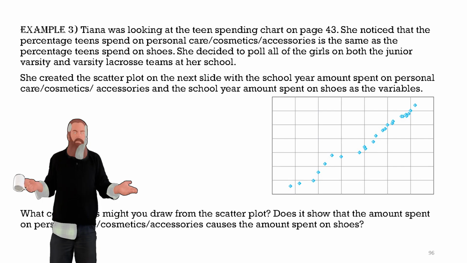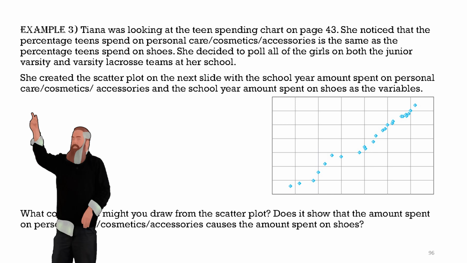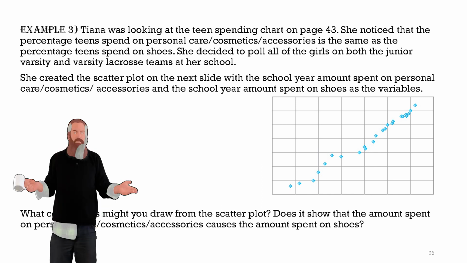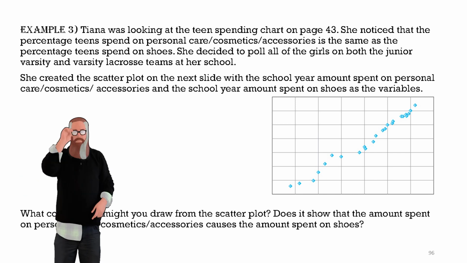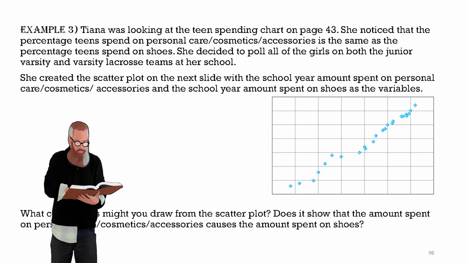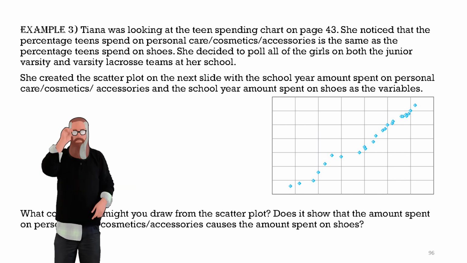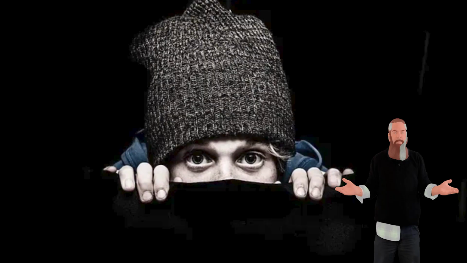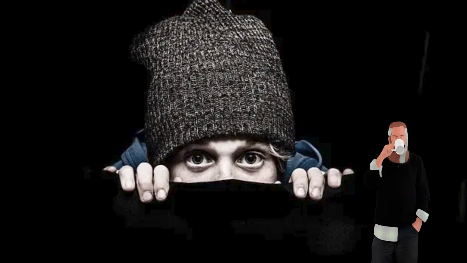The scatter plot shows a positive correlation. The increased amount spent on personal care, cosmetics, and accessories does not cause an increase in the amount spent on shoes. Most likely, both amounts increase with student age and student income. Notice the variable of age and income are not mentioned in the problem stated and cannot be classified as explanatory or responsive variables. In this case, age and income would be called lurking variables.